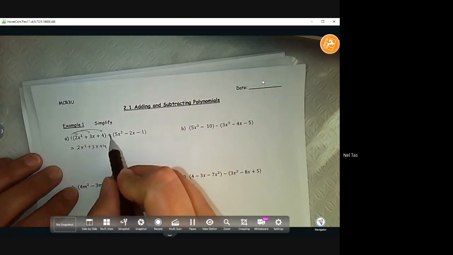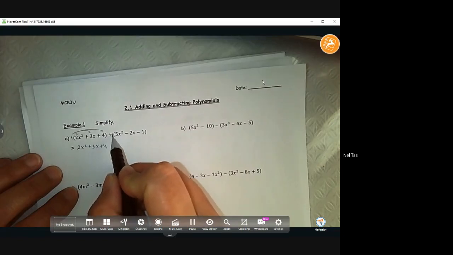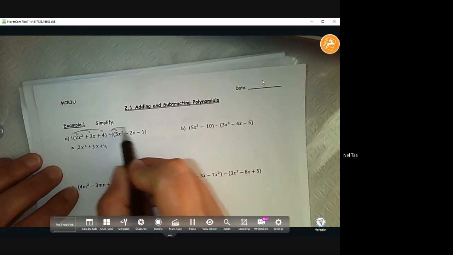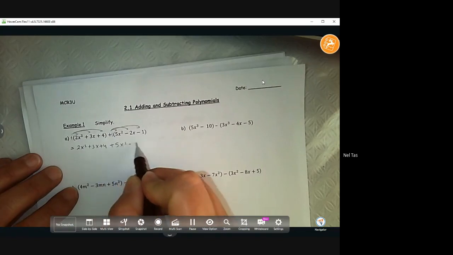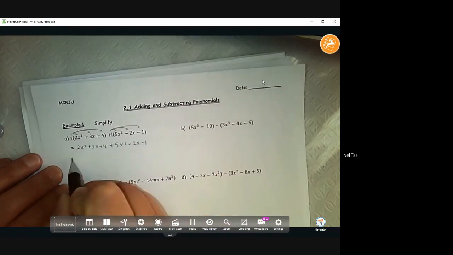So let's look at the second bracket. Again, we see only a plus sign and we don't see any number in front of the bracket. That means it's positive 1 again. So if you distribute again, you will get exactly the same terms here. So 5x squared minus 2x minus 1.